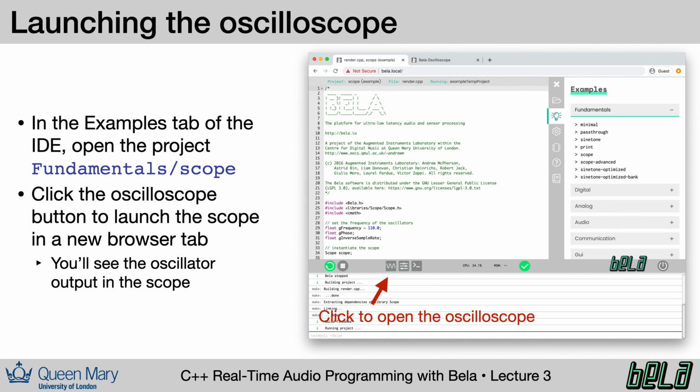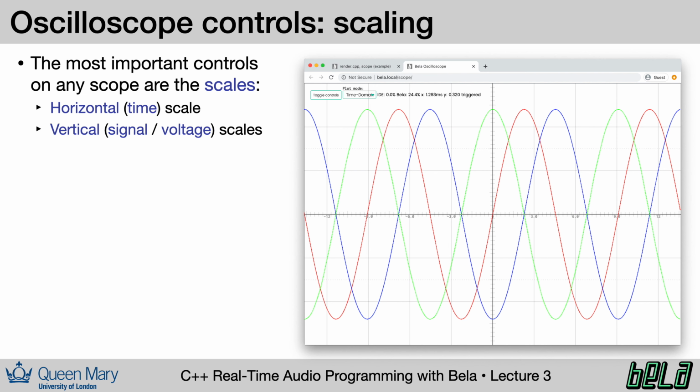But just to get a sense for yourself of how the scope works, open the example project in Bela in the category called Fundamentals. The example is called Scope, and when you open that, you can click on the Run button in the lower left-hand corner to start it running. And then what you should do is click on the button in the toolbar that looks like a sine wave. This will open the Bela oscilloscope in a new browser tab. For this example, you'll see something that looks like this with 3 sine waves of different colors.